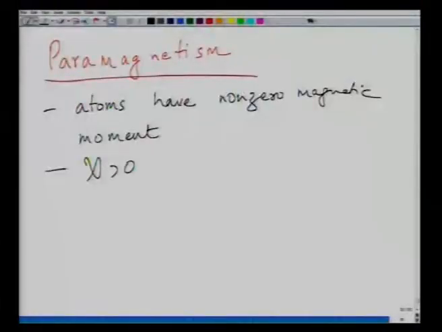Now this non-zero magnetic moment can be a sum of, again as I said, orbital and spin magnetic moment, but still the susceptibilities of these materials are very small. So chi is a very small number, it's a positive number. So chi is greater than 0, but very small. It's of the order of 10 to the power minus 4 to 10 to the power minus 6. In fact, 10 to the power minus 4 is on the higher side.